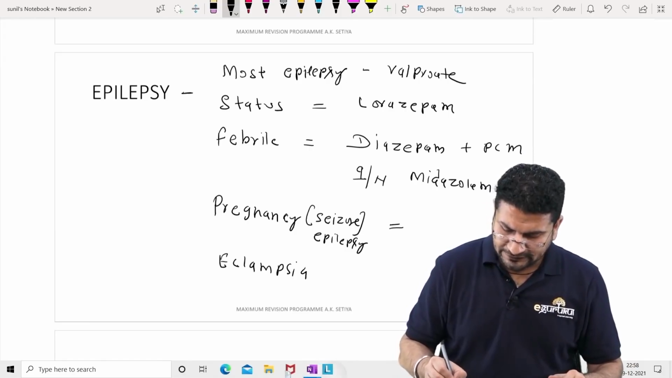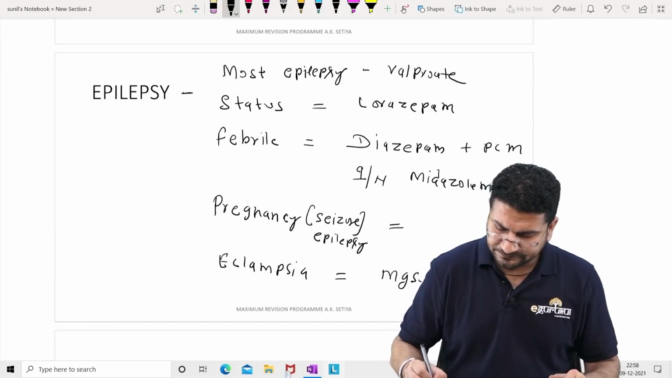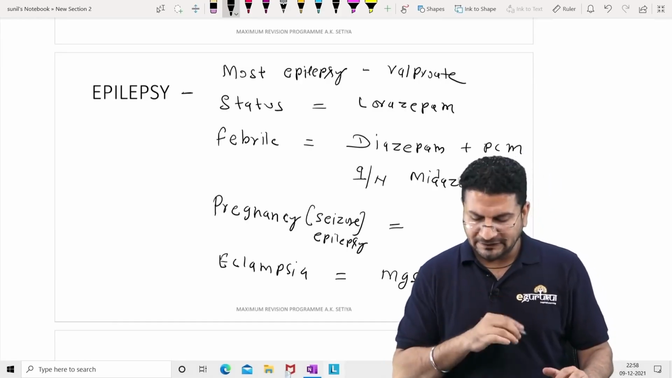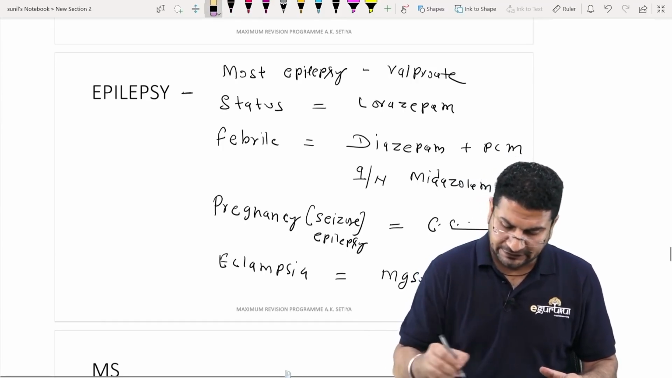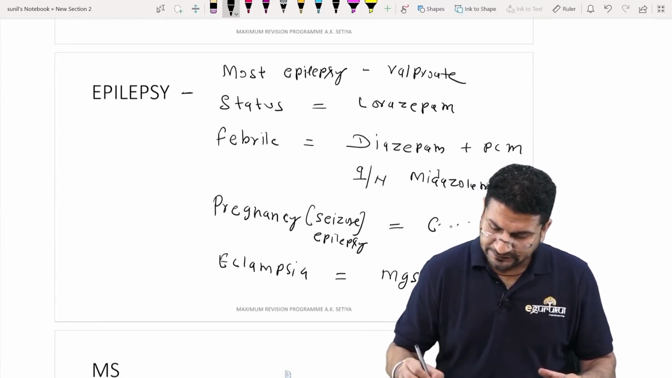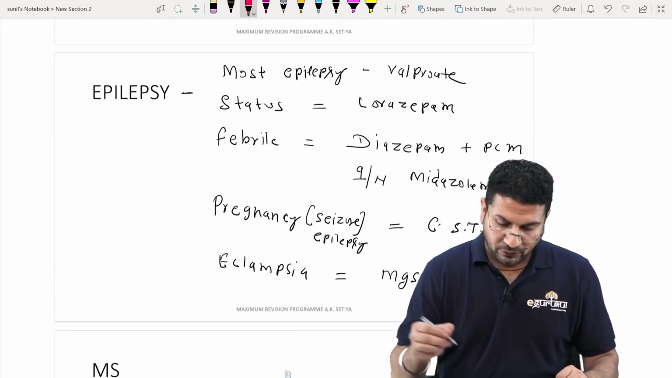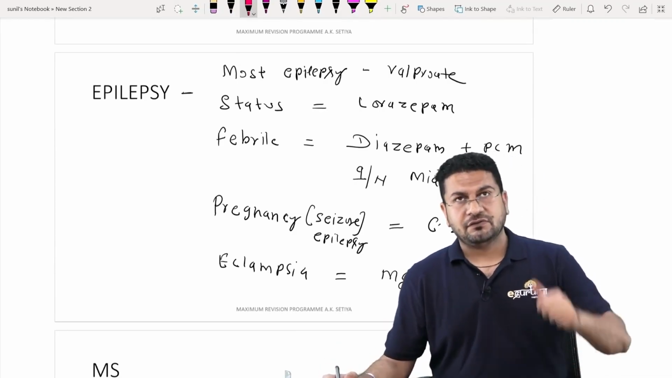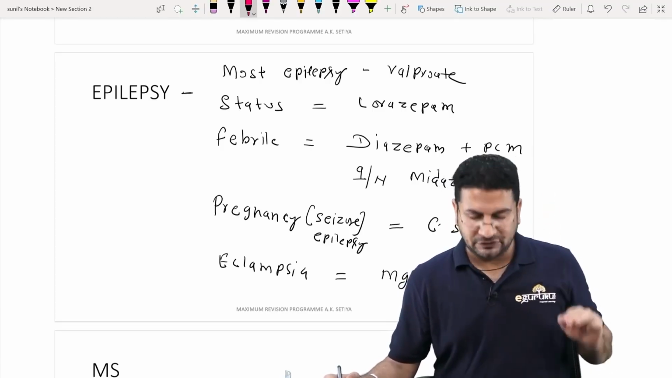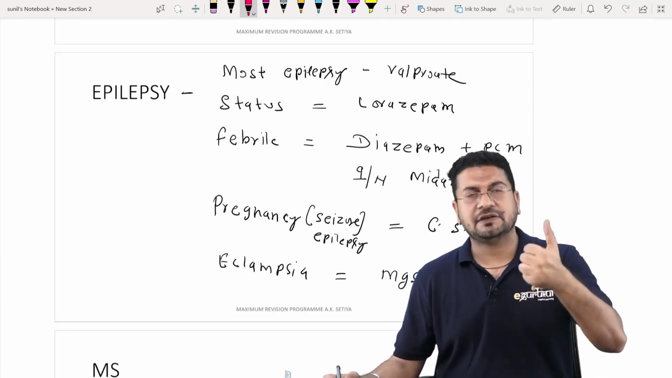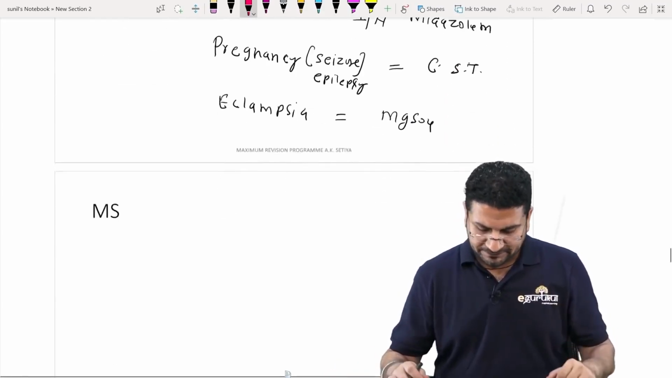So understand this. In eclampsia, what we do is MgSO4 is given, magnesium sulfate. But in pregnancy with epilepsy, remember you should continue with the same treatment. That is called CST. CST means continue same treatment. Otherwise, there are 4 drugs which are considered safe in pregnancy: levetiracetam, lamotrigine, phenobarbital, and carbamazepine. So these we prefer from these 4 lists. I repeat: levetiracetam, lamotrigine, phenobarbital, and carbamazepine.